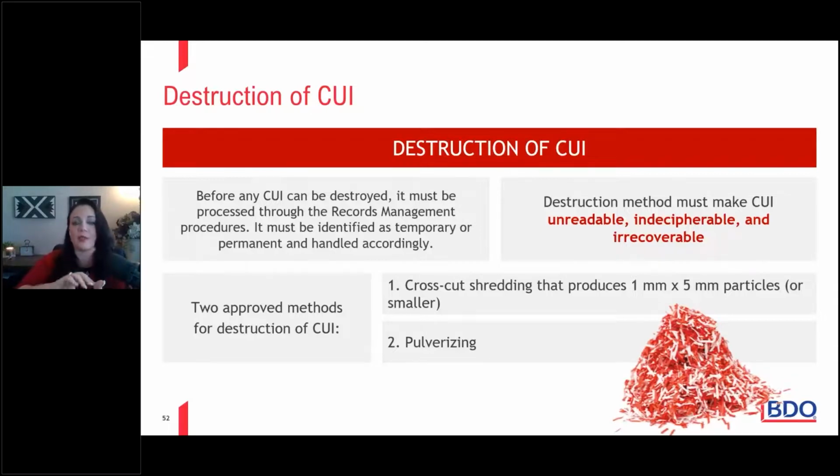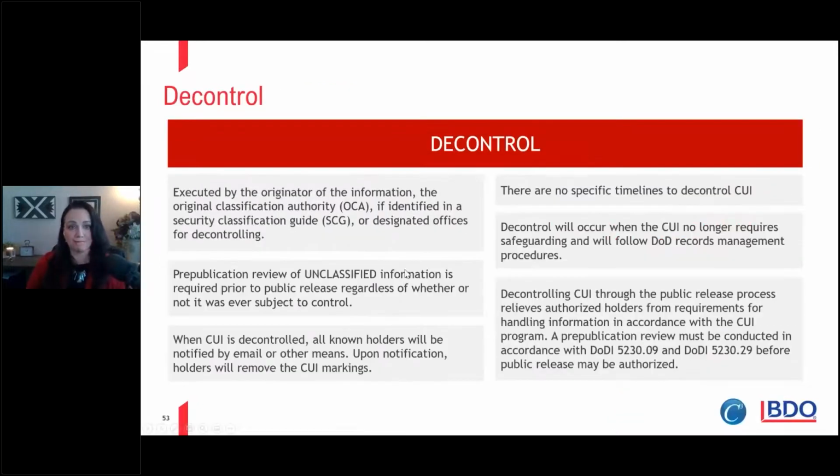Did it contain CUI? And then when we dispose of that through the third party company, we have that record. What did we dispose? What was on it? And that they give us some sort of certificate for burning.